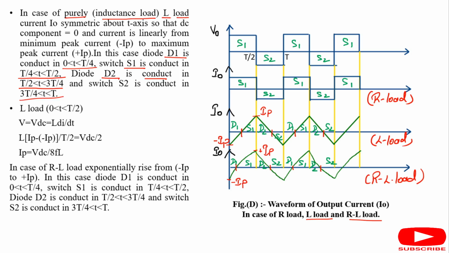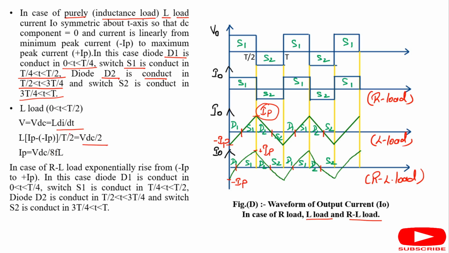Now let's have a look at how we can calculate the peak current IP. As we know, the expression of the inductance voltage is L di by dt. For the time period of 0 to T by 2, or during the switching operation of S1, the magnitude of the output voltage should be the same as the supply voltage. That's why the output voltage is VDC by 2.